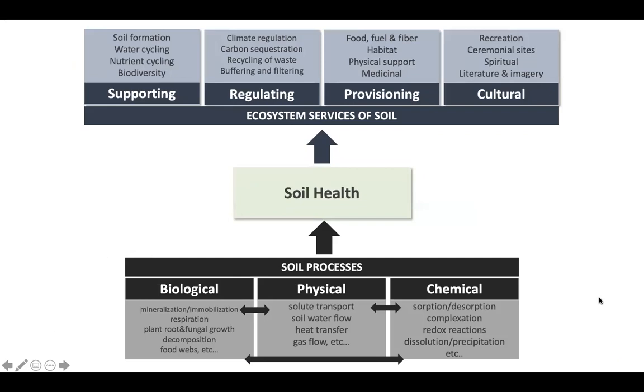When biological, physical, and chemical processes are all operating functionally within a given soil system, we have what we call soil health. And a healthy soil can support a wide range of ecosystem services that people care about, including things like water cycling, nutrient cycling, carbon sequestration, the regulation of our Earth's climate, among others. So healthy soils are really vital, and agricultural systems are one type of land use where we have the most direct and immediate impacts on our soil health, either in a negative or a positive way.